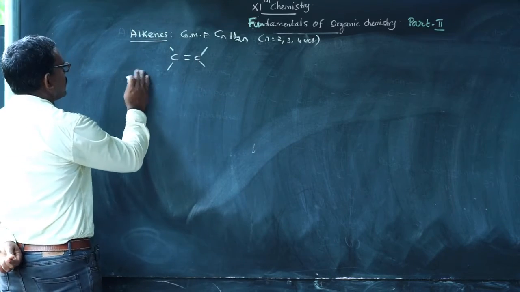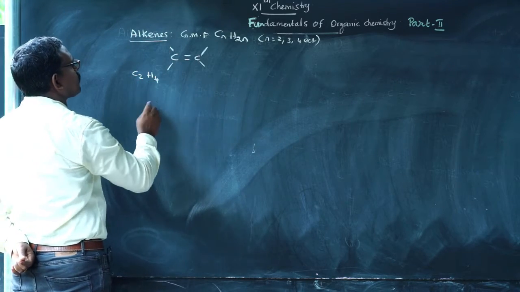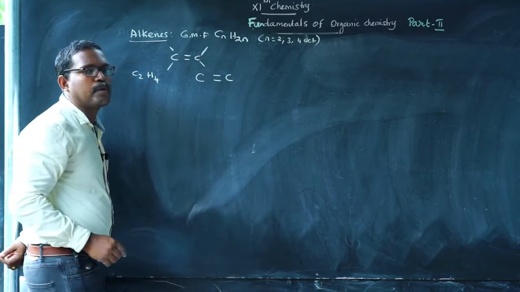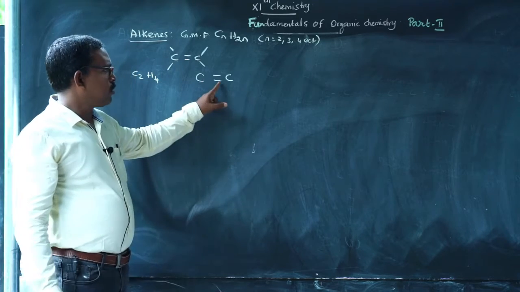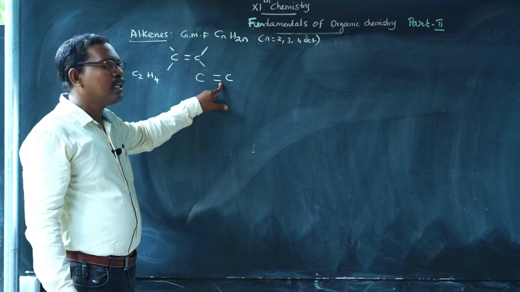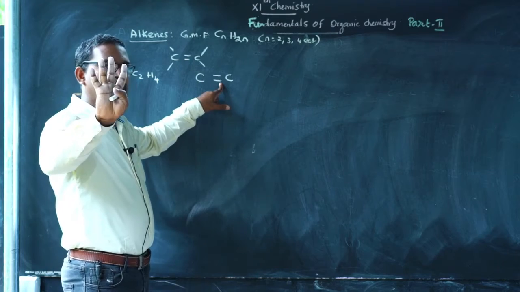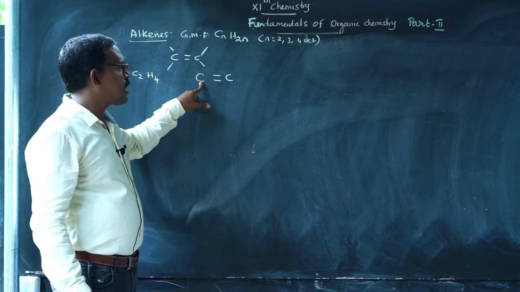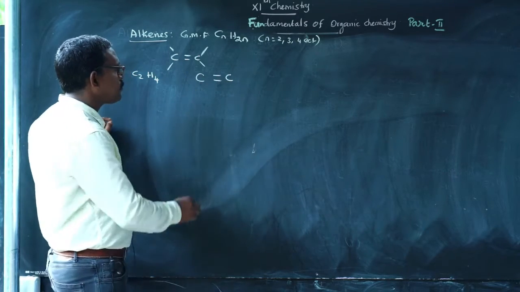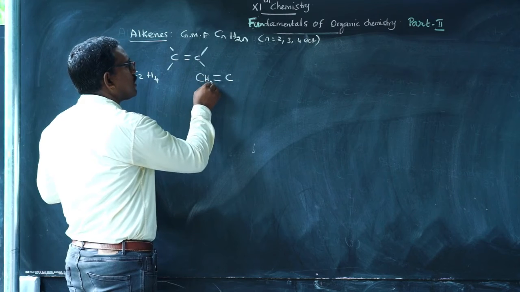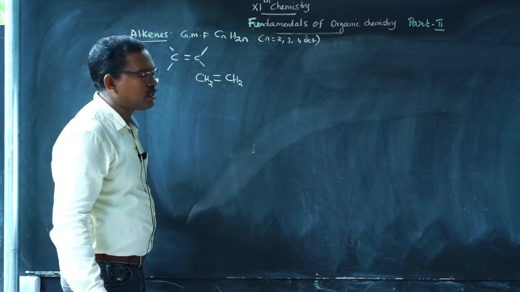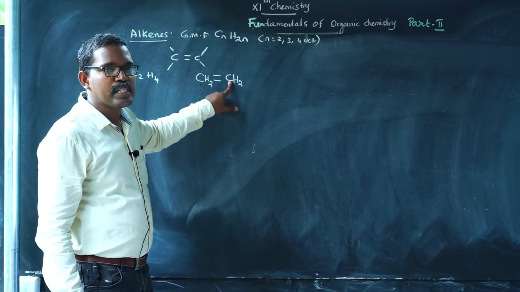The first member is C2H4. Two carbon atoms, and in between the two carbon atoms a double bond, C double bond C. Here two bonds are present, that is a single double bond, so this carries 4 electrons. 2 electrons are shared by the first carbon atom and 2 electrons by the second carbon atom. The remaining valency of each carbon is satisfied by 2 hydrogens, so the tetravalency of carbon is satisfied.